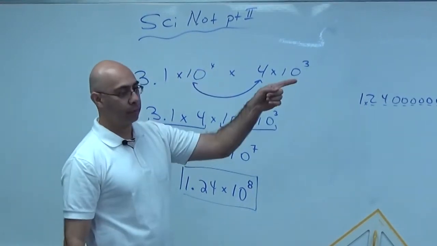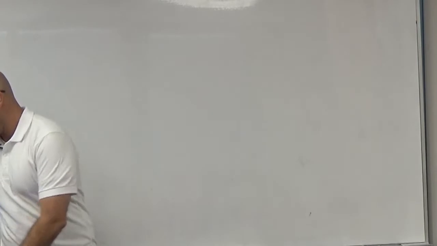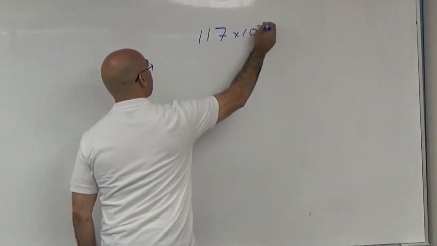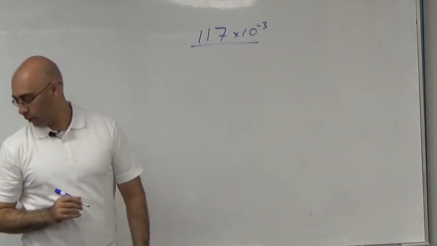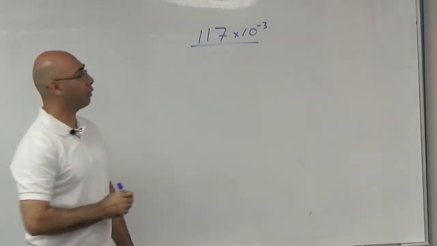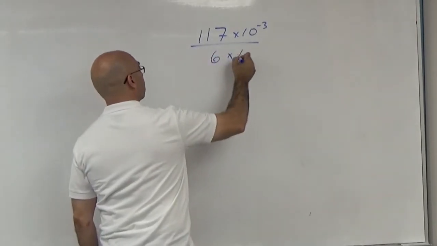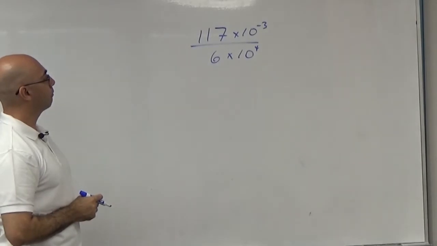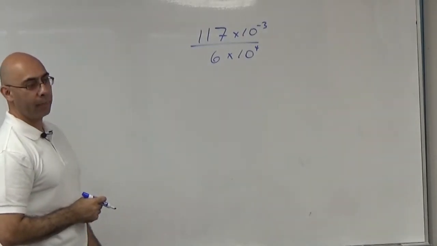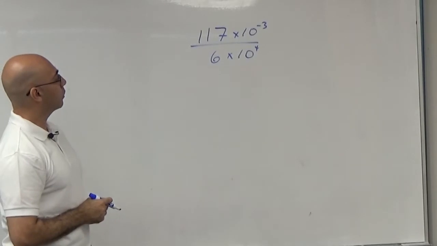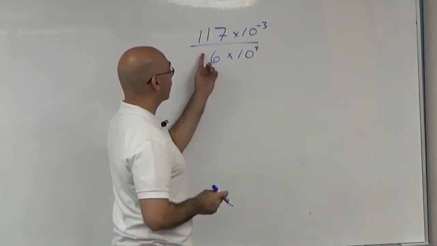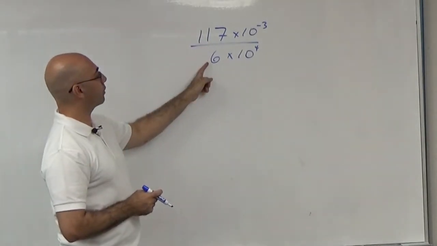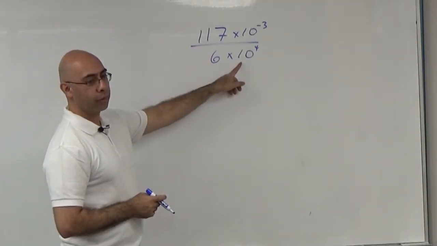All right, if I go over here, I'm going to do the division problem. 117 times 10 to the negative 3rd divided by 6 times 10 to the 4th. Let's see. My 10 is supposed to be on top anyway, yes? So let's look at this. The same idea: when it comes to multiplying or dividing, it doesn't matter what order you do it in, as long as you realize you're dividing by 6 and dividing by 10 to the 4th.